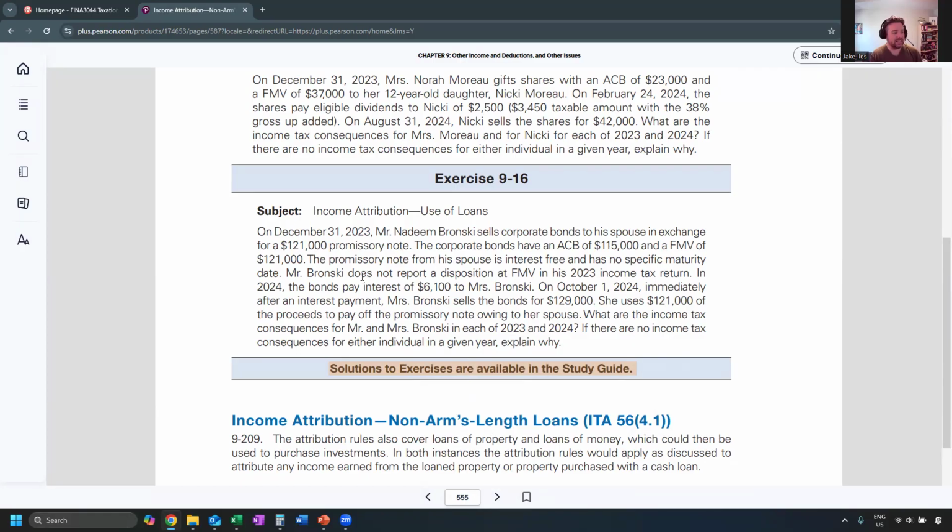The key here is until the payment was made, Mrs. Bronsky has not paid for the shares. And the loan has no interest. So she has not done anything towards putting money into providing for these shares. So the income attribution is going to apply on the passive income. It says Mr. Bronsky does not report a disposition at fair market value in 2023. They transferred the bonds in 2023, which means that they transferred it at cost. They used the rollover rules.